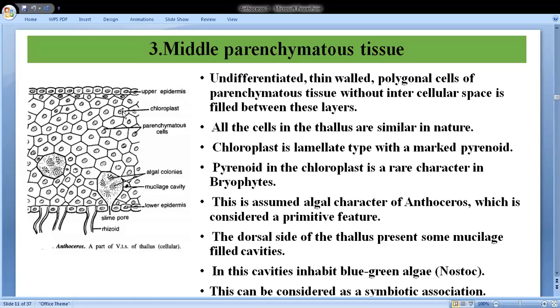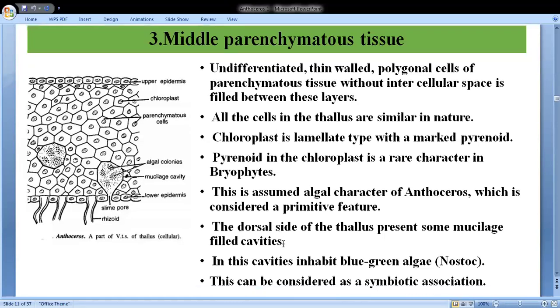That is an algal character. So this is an assumed algal character of Anthoceros, which is considered a primitive feature. What is the primitive feature of Anthoceros? Remember, a pyrenoid in the chloroplast is a rare character in bryophytes. This is a special character. Note down, this is the algal character of Anthoceros, which is considered a primitive feature.